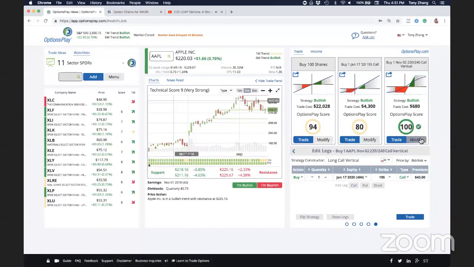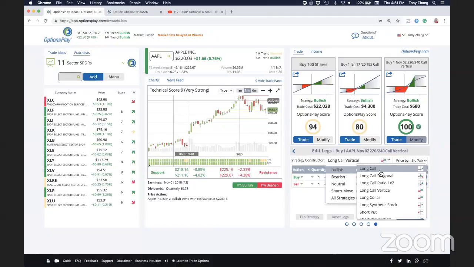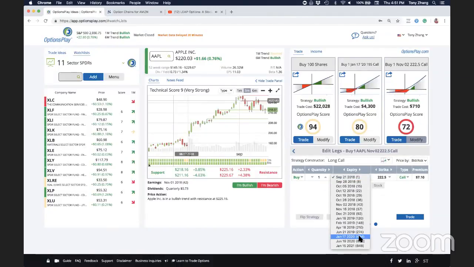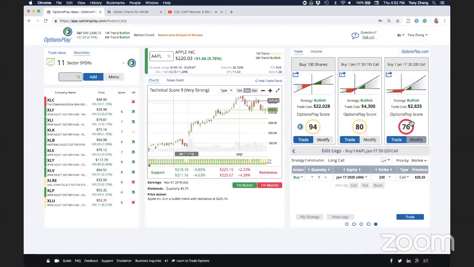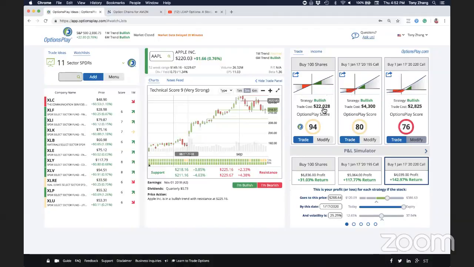So let's say I choose either a 200 or 195 call option here, roughly about 1/5 the value of 22,000, versus 4,300. And then same thing, let's look at a long call here, same thing, January 2020, and we're going to also look at an at the money call instead. So here's another comparison. We're buying 100 shares, which costs 22,000. We're going to buy a LEAP option, which costs 4,300, or we can buy an at the money LEAP option, which costs 2,800.